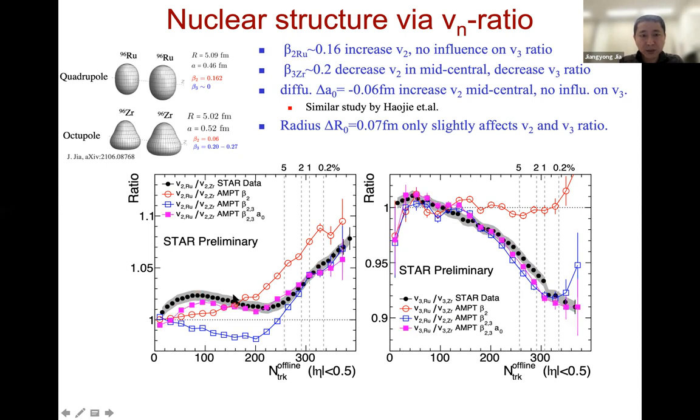But then if I put in the diffuseness, the A0, you can see I can push up the curve in the mid-central region, getting closer to the data while not changing the V3 ratio. Then finally, if I put in the radius difference, this is just a small adjustment, so you can see it becomes a little bit better matched to the data. So this already tells you that different regions of this ratio have different sensitivity to these different parameters, R, A, beta 2, beta 3, in the Woods-Saxon formula.